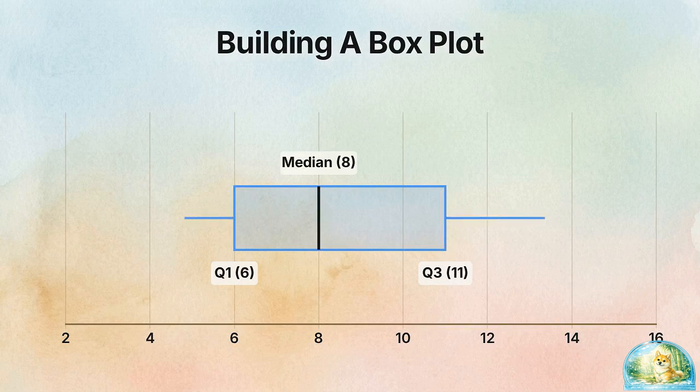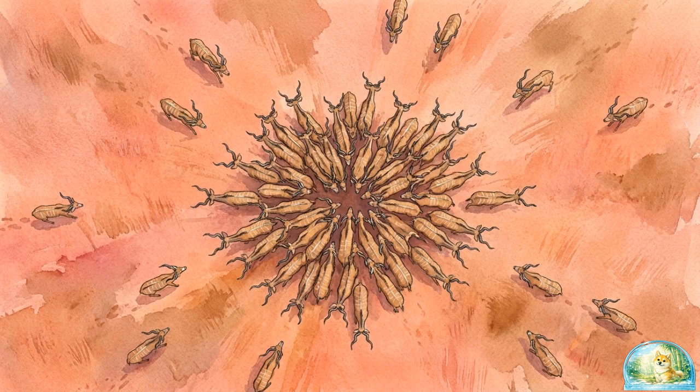Finally, we draw whiskers extending outward from the box, down to our minimum at 4 and up to our maximum at 15. By translating those 5 numbers into this geometry, you can instantly evaluate the center and the spread of your data at the exact same time.